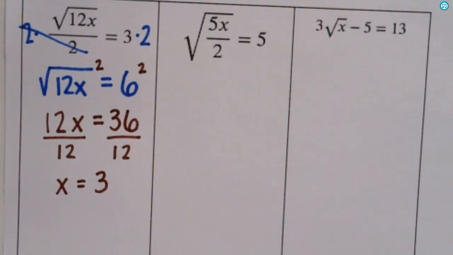So it solves just like a normal equation, just at some point, when there's nothing outside the square root on the left side, we have to square both sides of our equation. Any questions so far?